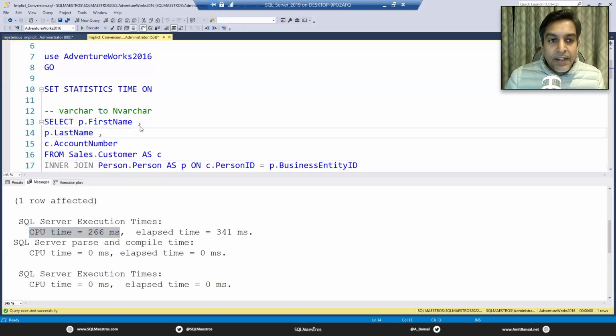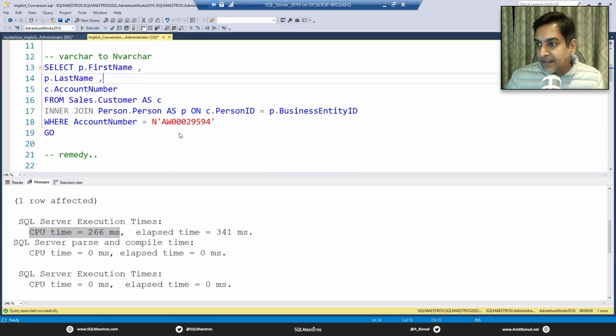Okay. Now let's go and fix this. How do we fix this? Anyone in the chat window? How can I fix this? Really very straightforward. Okay, use varchar, remove n. Everyone knows, okay, we can remove n. That's the prefix. So I'm going to remove this. Okay, we have removed n.